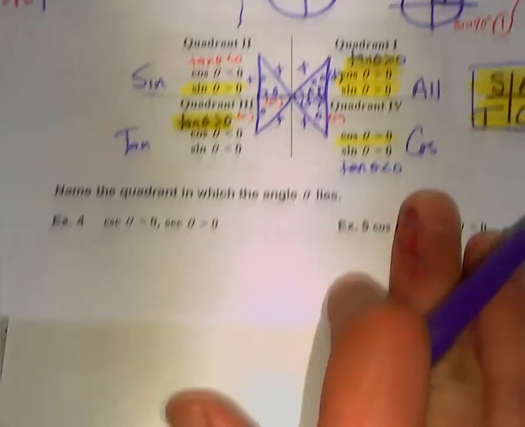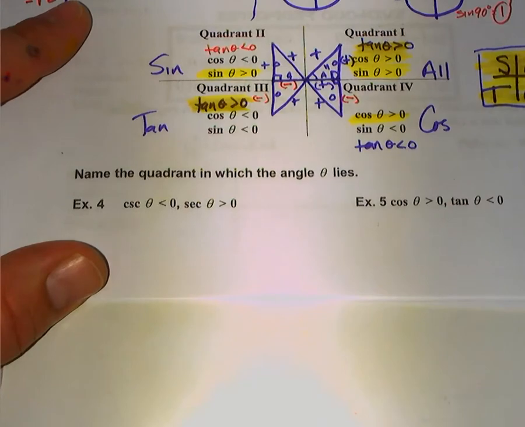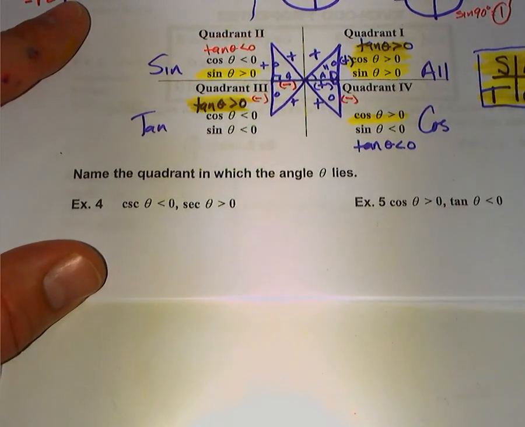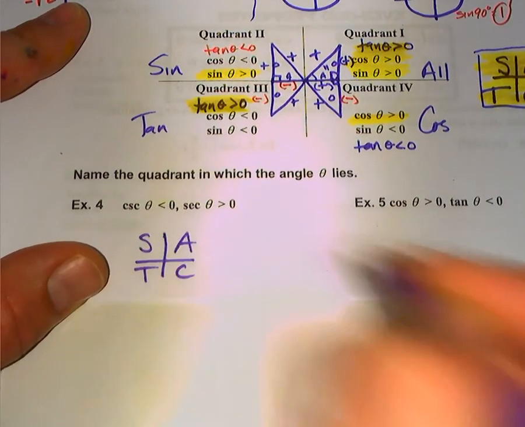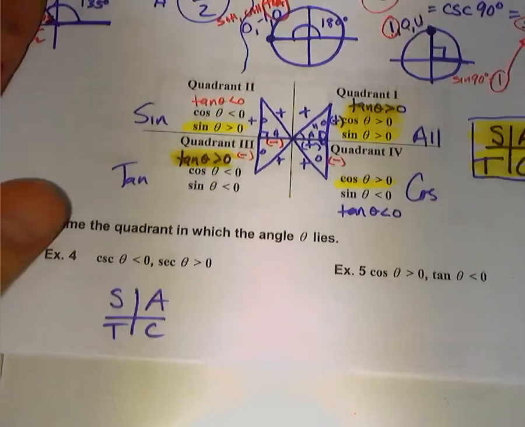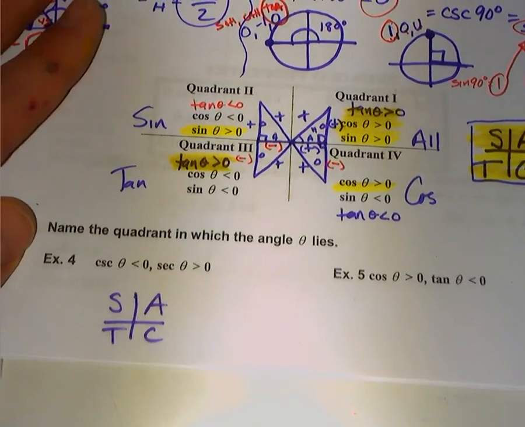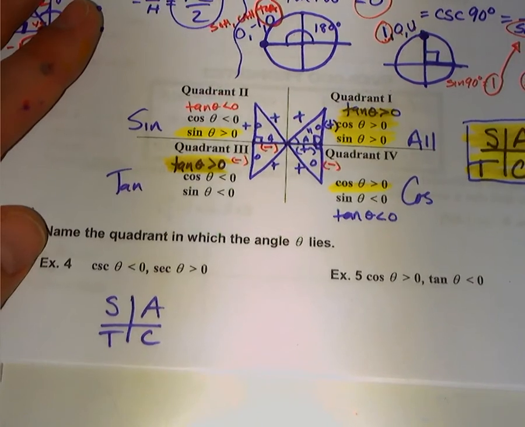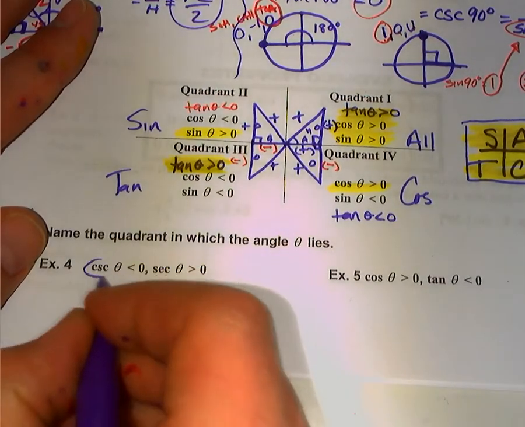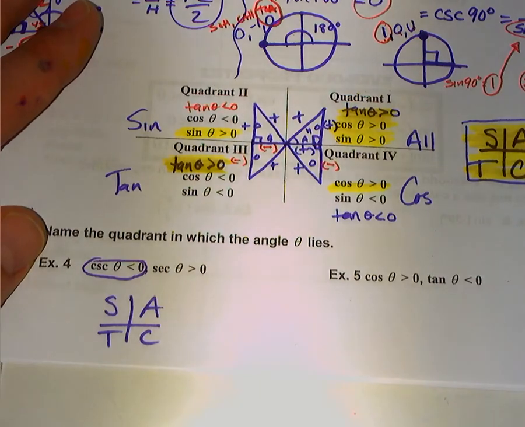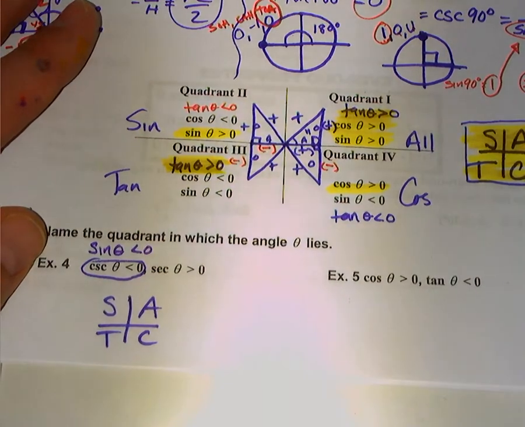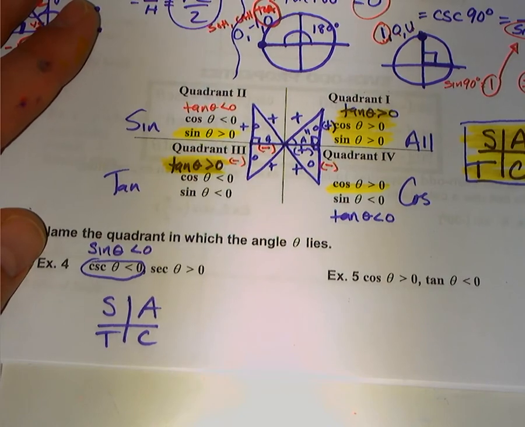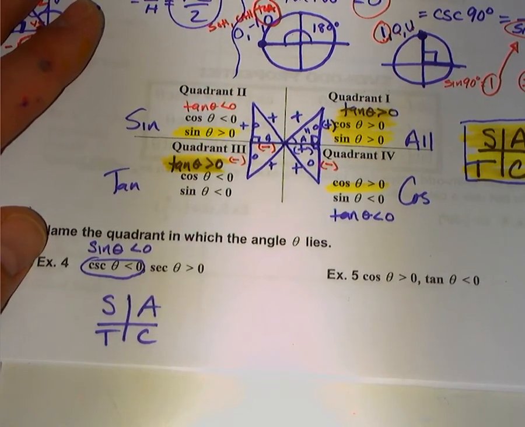So let's put this into action. These are questions right off your test, guys. Something very similar. It says, name the quadrant in which angle theta lies. So the first thing I do is all students take calculus. Now you've got to know what to do. You have cosecant. Who is cosecant's buddy? Sine. So if cosecant is less than 0, that means sine also is less than 0. The reason is that cosecant is 1 over sine. So if 1 over sine is negative, that means sine has to be negative.